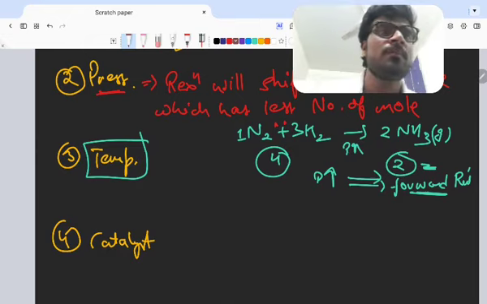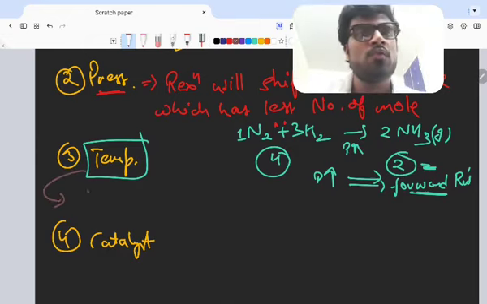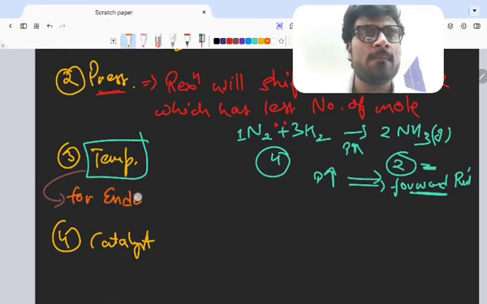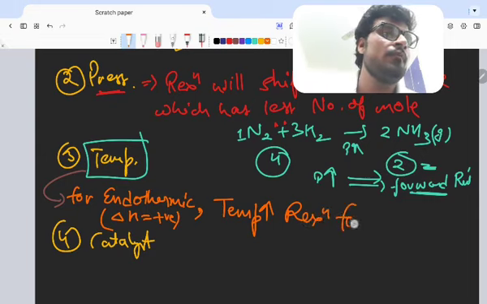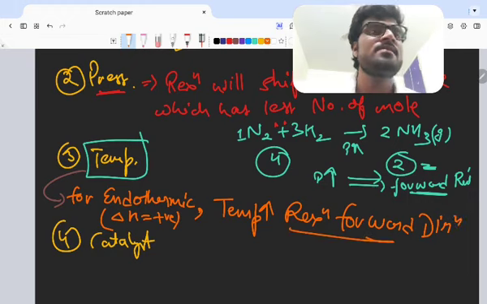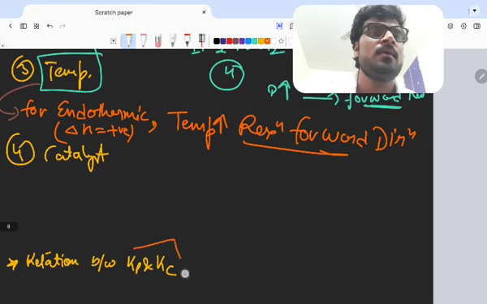How does the reaction depend on temperature? Another statement I want you people to remember is that for an endothermic reaction, it means Delta H is positive. We all know this. For an endothermic reaction, if temperature is increased, the reaction will move in the forward direction. Okay, this simple statement you have to remember. We will do some questions also later on, but remember this point only.